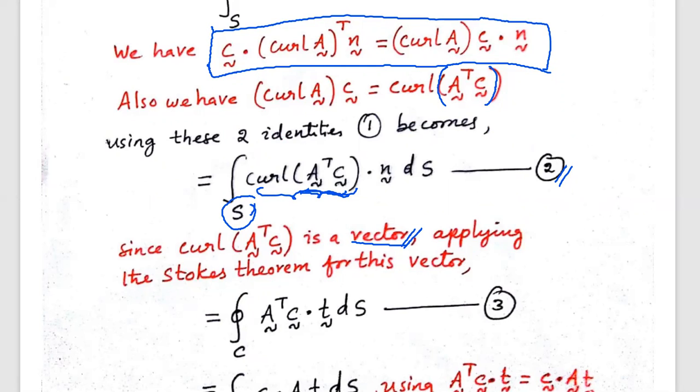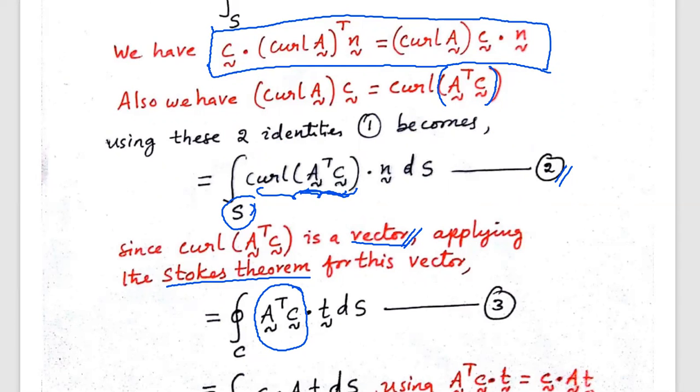So, applying Stokes theorem for a vector field, that is equal to the line integral of this vector dot T ds. So this is using the Stokes theorem for a vector field. The vector field here is this vector, curl of A transpose c. Okay, let us call that equation 3.